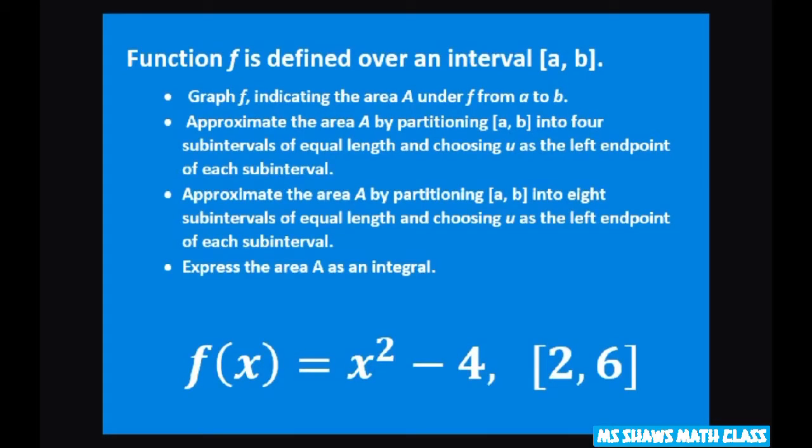Everyone. Our function f of x equals x squared minus 4 is defined over our interval [2, 6]. We're going to use the trapezoid rule and approximate the area by partitioning 2 through 6 into 4 subintervals and into 8 subintervals of equal length. And we're going to choose u as our left endpoint. And then we're going to express the area A as an integral. We've already gone over this in my class. We're also going to evaluate that integral.